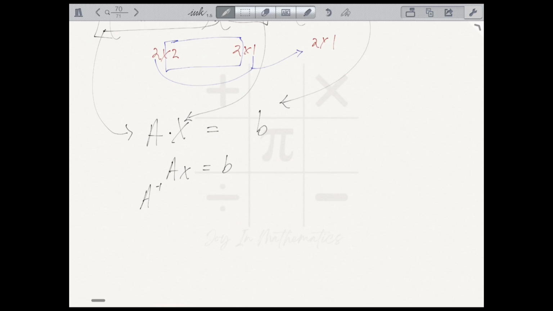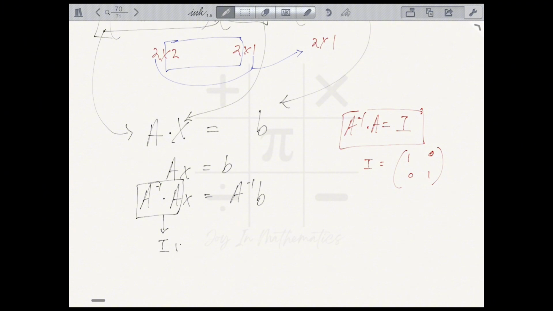So we know the inverse of A multiplied by A, X is equal to the inverse of A multiplied by the set of constants B. Now from the properties of inverse matrices, we know that A inverse multiplied by A is equal to the identity matrix. And the identity matrix in this case is 1, 0, 0, 1. So this will result in an identity matrix I multiplied by X, which is equal to A inverse multiplied by B.